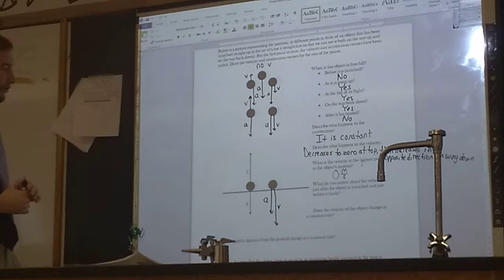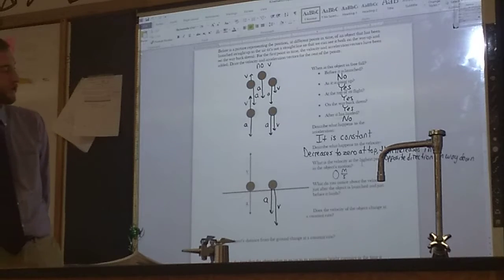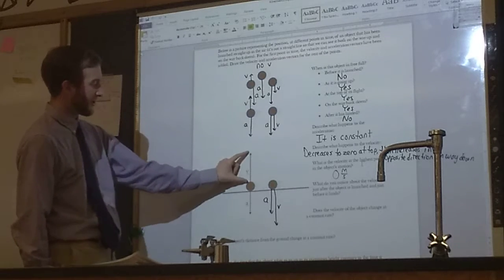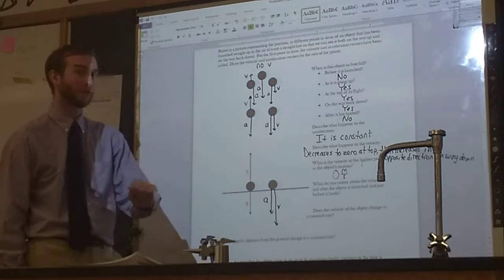This next question is a little tricky. It says, what do you notice about the velocities just after the object is launched and just before it lands? So take a look here at the size of these arrows. We know they're in opposite directions. The size is actually, and it's supposed to be, the same.